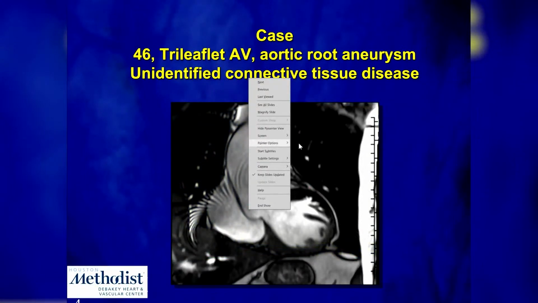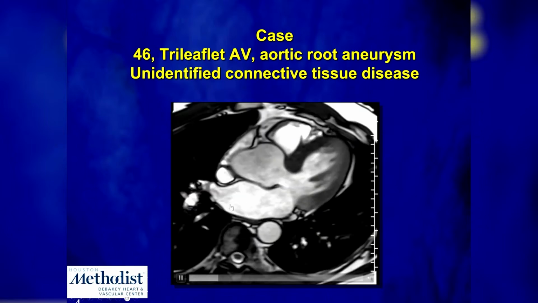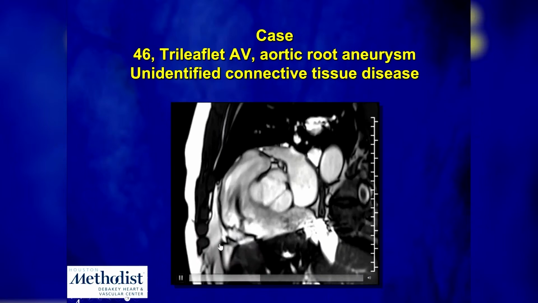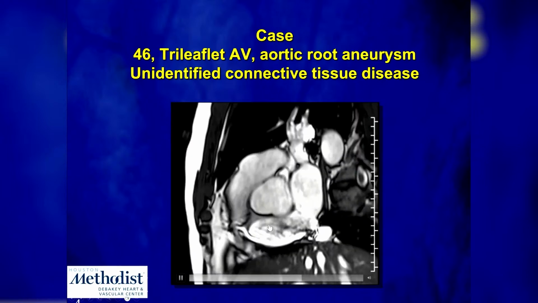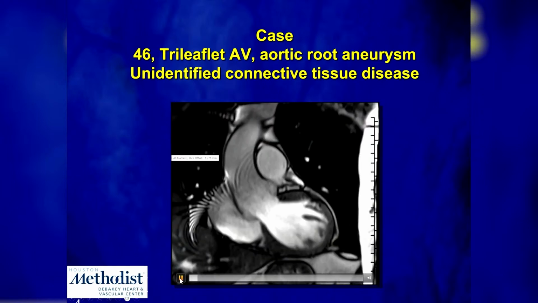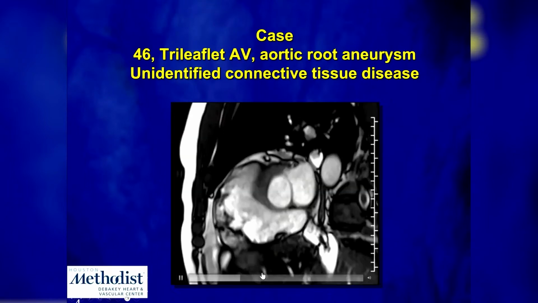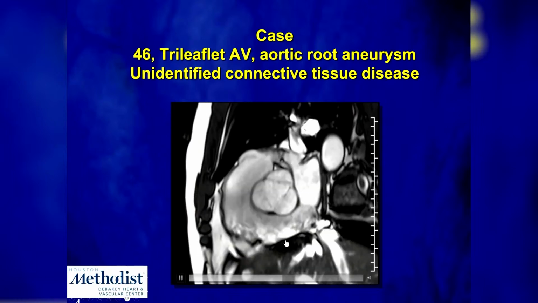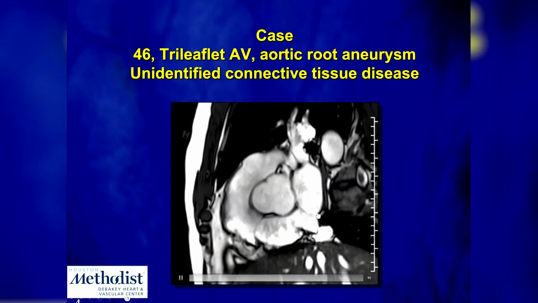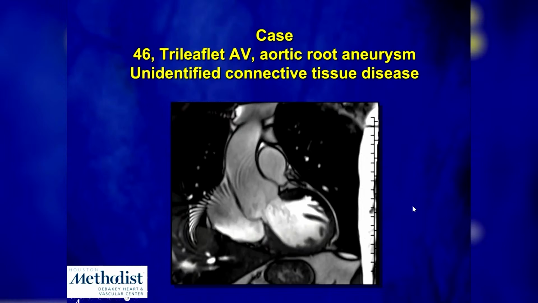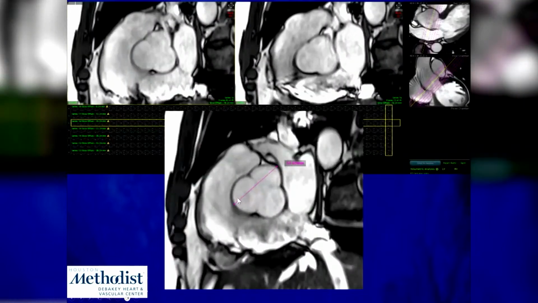Let me see whether this one plays. So this is a patient of mine who's 46. He actually has a trileaflet aortic valve, as you can see over here, but his ascending aortic root is aneurysmal, and we were measuring almost 5.1 centimeters of the aortic root. He was tall, he was thin, and he had this unidentified connective tissue disease because all of his genetic testing was unremarkable. So when we measure over here, we measured 5.3 centimeters of his aortic root.